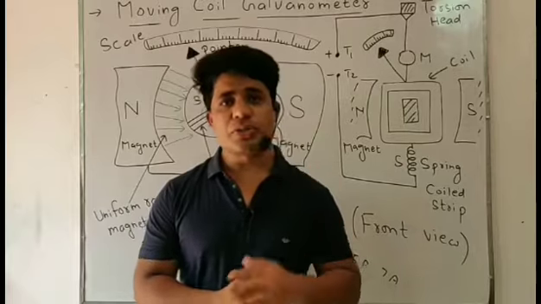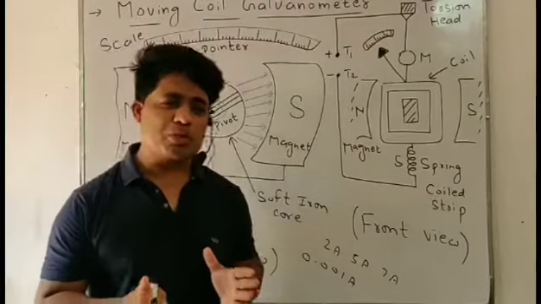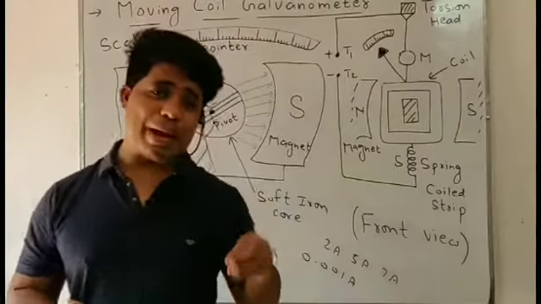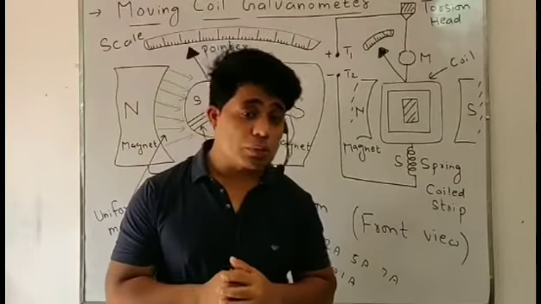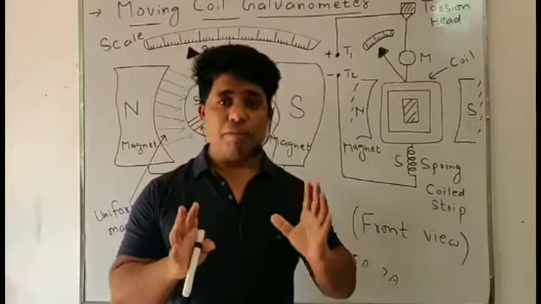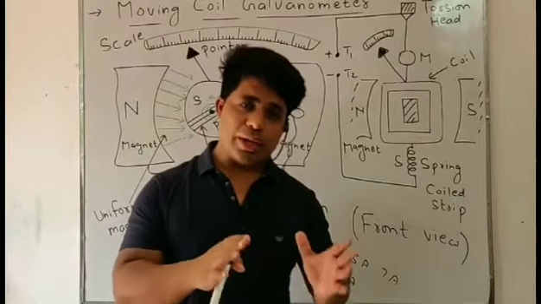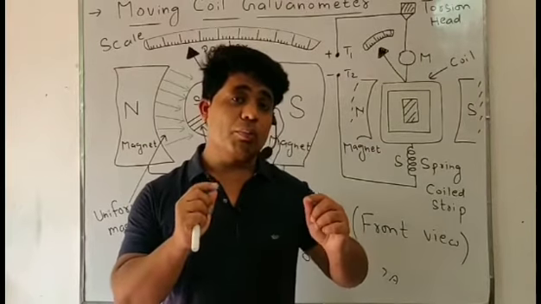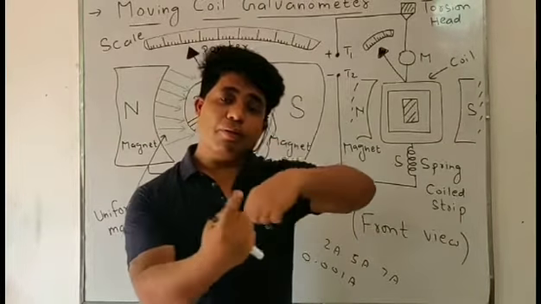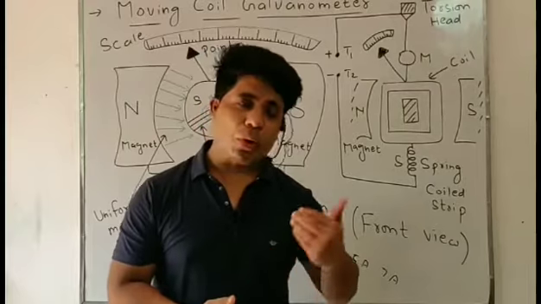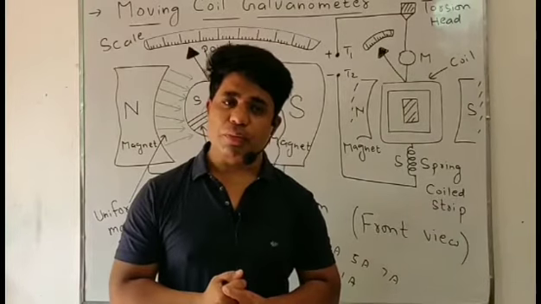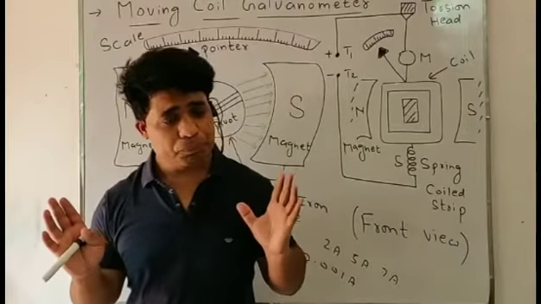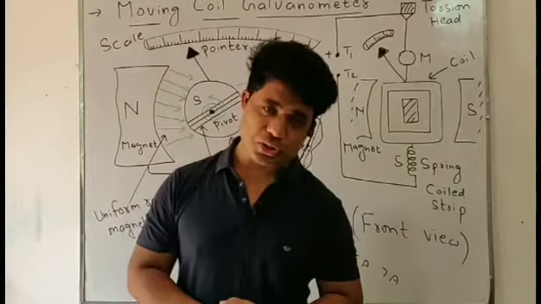Now students, its principle. It is based on the principle that whenever a rectangular coil or any other coil is placed in a magnetic field, it experiences torque, and that torque provides the coil free rotation. On that principle it is based. Now students, we'll discuss the construction. That is most important, so let's start the construction part.